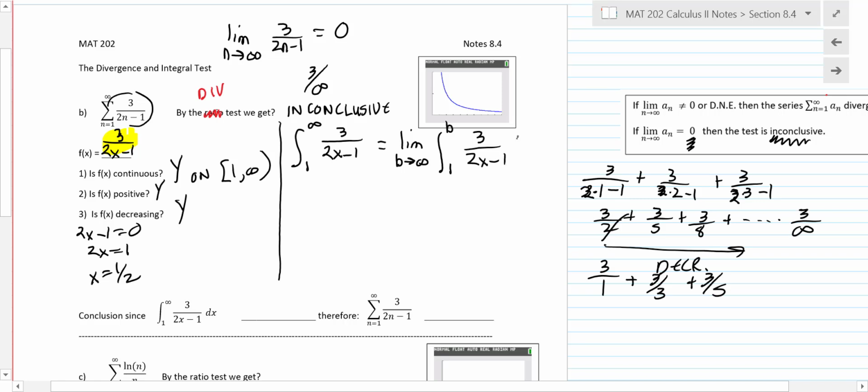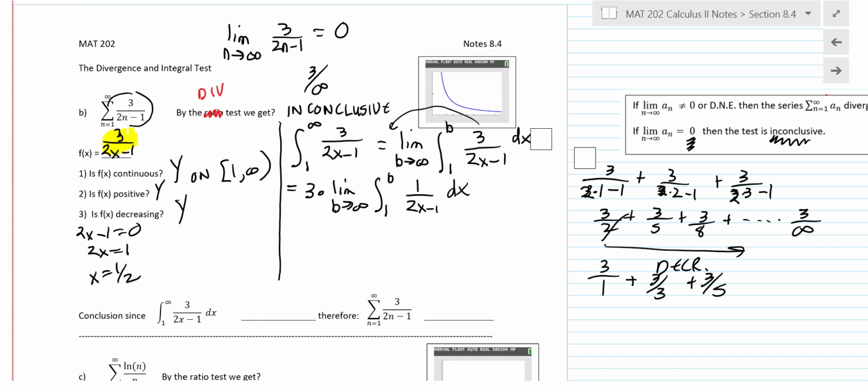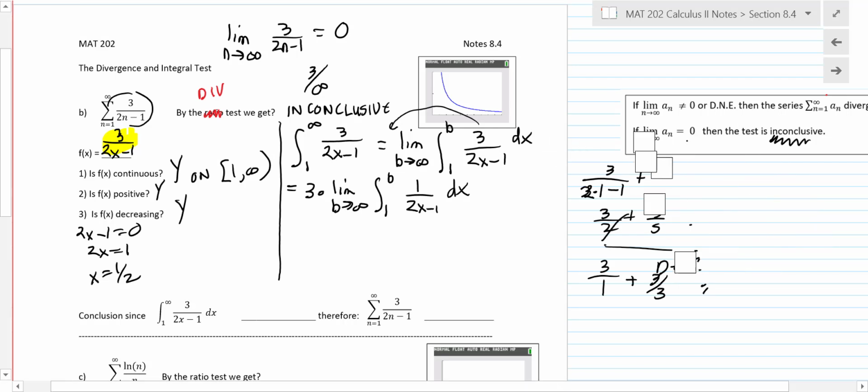Well, let's see. What could you do with the 3 if you wanted to? You can pull it out. That's a constant. It can go all the way out of the integral and out of the limit also. So let's just have 3 times the limit as b goes to infinity of the integral from 1 to b of 1 over 2x minus 1 dx.